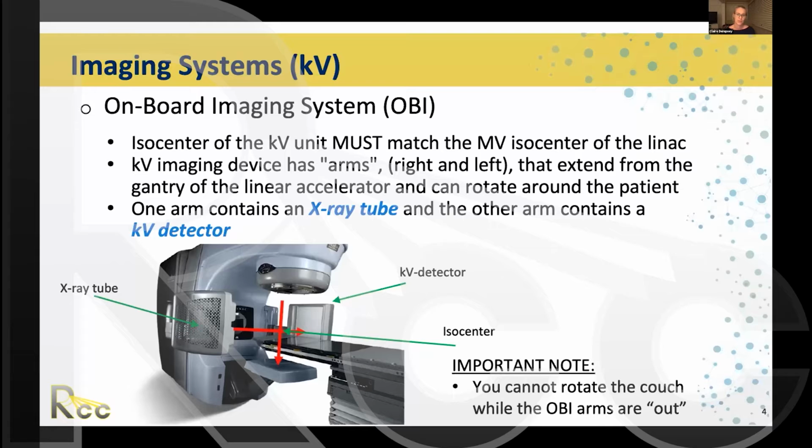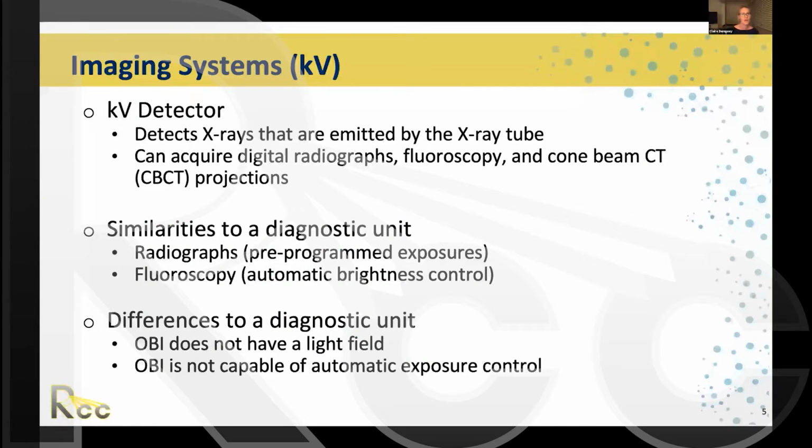So it's really important to note, and I only say this because I've done it myself, you cannot rotate the couch while those KV arms are in the out position, because the couch will hit the KV arms and do a lot of damage. So just be wary of that. So in the OBI system, the KV detector will detect X-rays that are emitted from the X-ray tube. So they won't detect X-rays that are emitted from the gantry head, or part of the treatment beam, because it's going in the opposite direction.